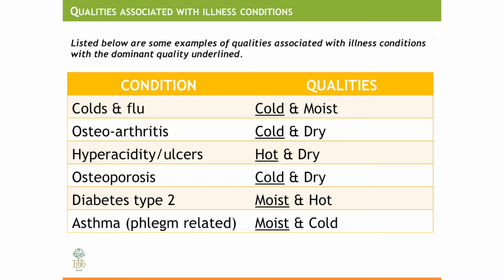For example, cold and flu has got a quality of cold and moistness, with cold being the dominant quality. Similarly, osteoarthritis, also cold and dry, with cold being dominant. Hyperacidity or ulcers is hot and dry. Osteoporosis, cold and dry. Diabetes type 2, moist with heat. Asthma, phlegm-related, obviously, moistness with cold. So every illness condition also has got identifiable qualities associated with them.